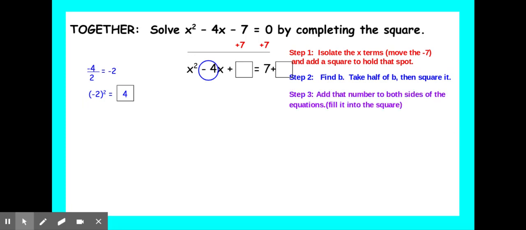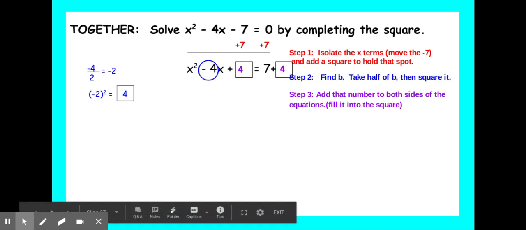Next, what you're going to do is add that number to both sides of the equation, which means fill in the square. So whatever I do to one side, I have to do to the other. So I'm going to put 4 into both sides.